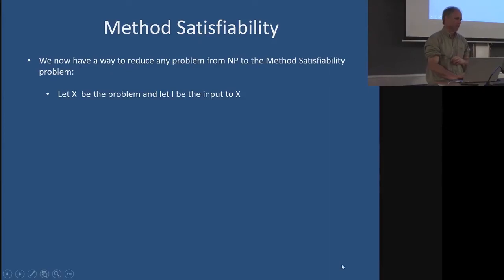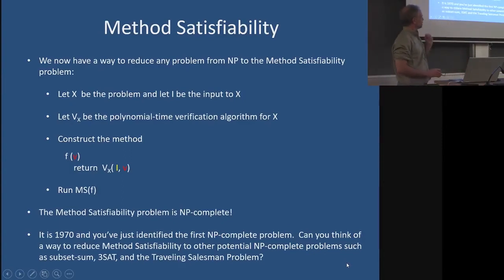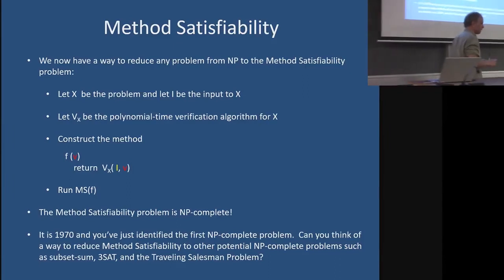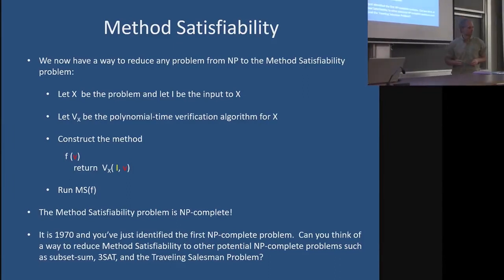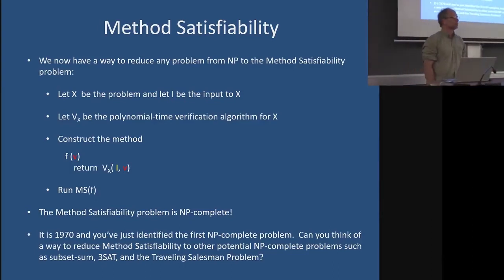Okay, and this just summarizes it. This is what we've been saying. Now, let's pretend it's 1970, and we as a class have just defined the notion of NP completeness and proven that the method satisfiability problem is NP complete. What's next on our list of things to do? We have this suspicion there are other NP complete problems out there. We doubt this is the only one. What do we do the next day?